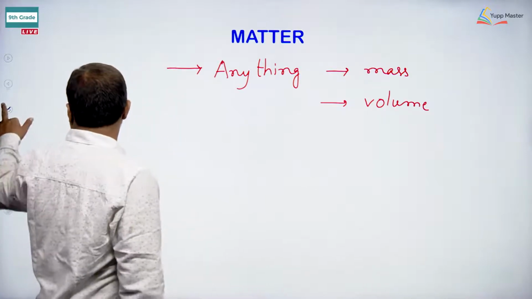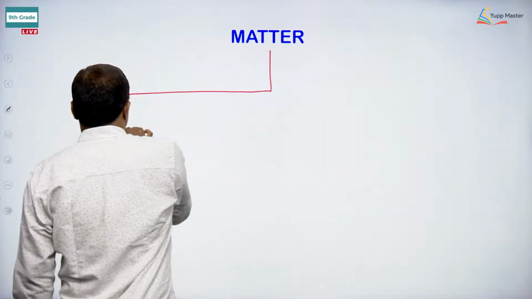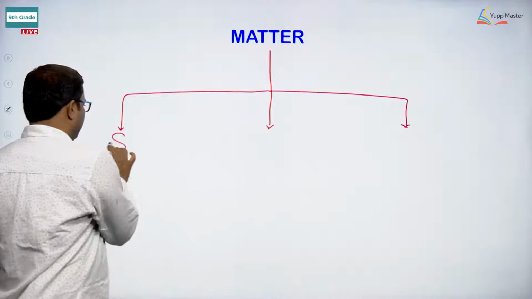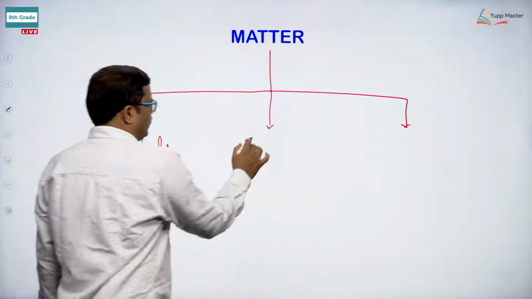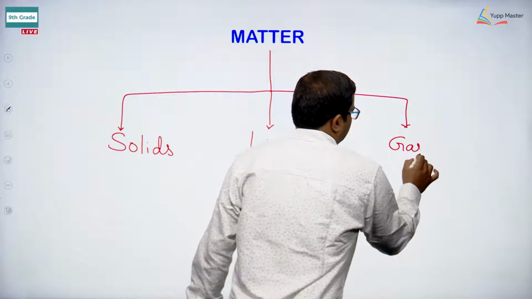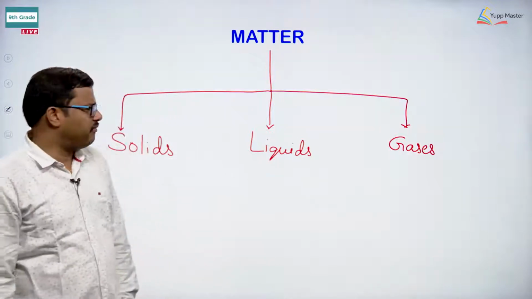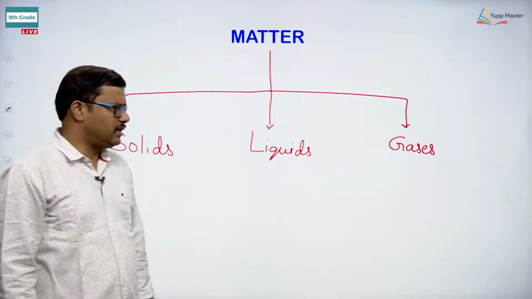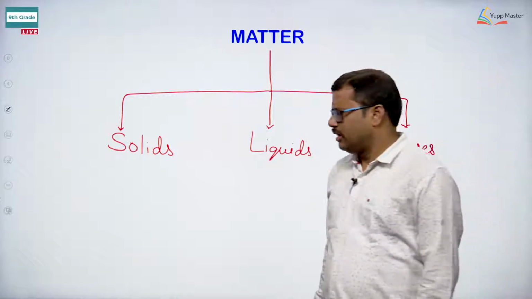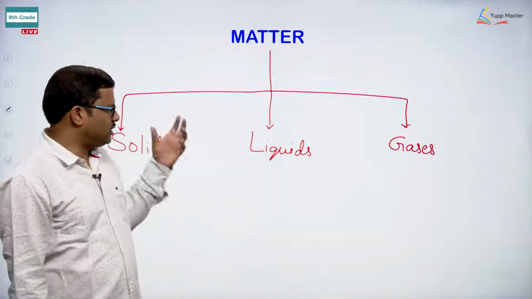When you look at the classification of matter, it is generally classified based on the physical state as solids, liquids and gases. So the general physical classification based on the states of matter is solid state, liquid state, gaseous state. Of course, we can also take plasma and Bose-Einstein condensate as classifications, but generally we focus on these three.